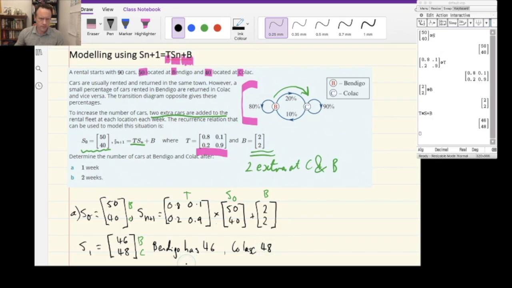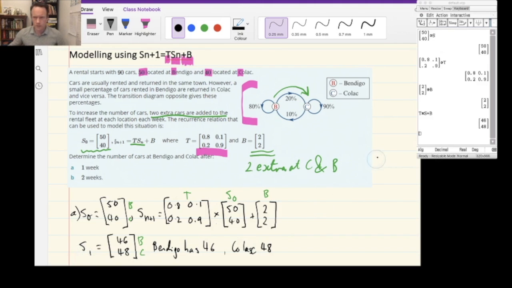Is there anything else we need to think about? Interestingly, Bendigo started with the most cars and now it's dropped below. Hopefully we can see the reason for that is that each week Bendigo's losing 20% of its cars, whereas Colac is only losing 10%. So that flips the numbers there.